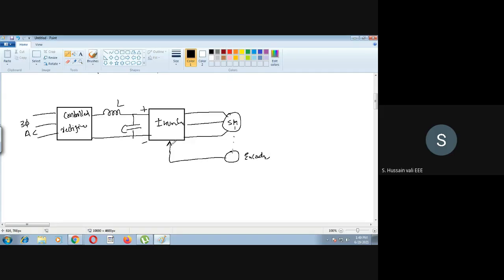Then this speed feedback once again will go here. So there is a feedback here. You must understand now. In this case, there is a feedback, so it's a closed path. You can consider.